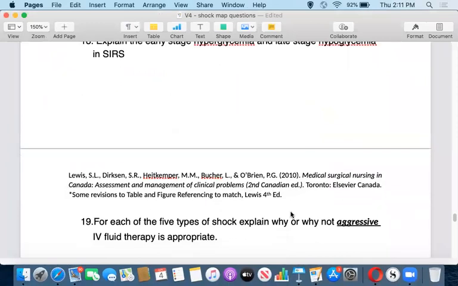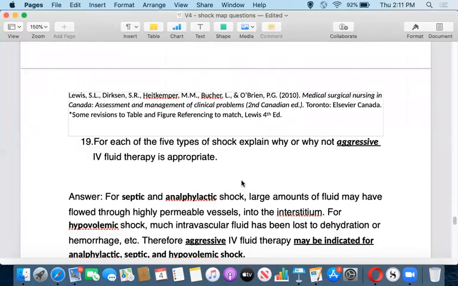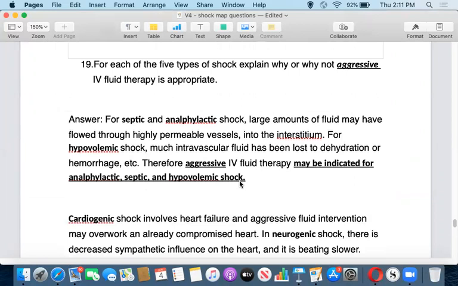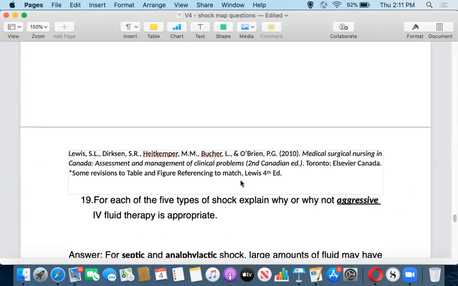Finally, question 19. For each of the 5 types of shock, explain why or why not aggressive IV fluid therapy is appropriate. Well, I'm going to let you read through that yourself. Okay, you need to read through that yourself. I'm going to go over it in a nutshell right now. Generally speaking, here's how it goes.